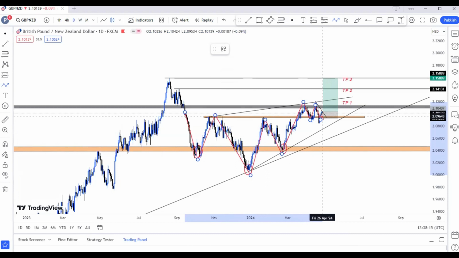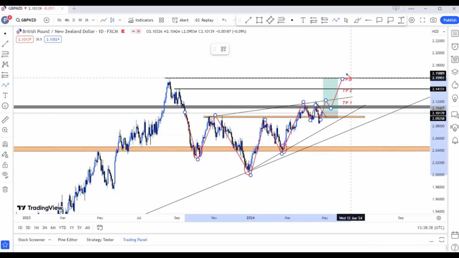So we want to see a price close above this counter trend, or possibly we wait for a clear break, which will even be better. We wait for a clear break of this resistance, a retest on it, and then we'll be ready to long this trade. I'll be very patient on GBPNZD.